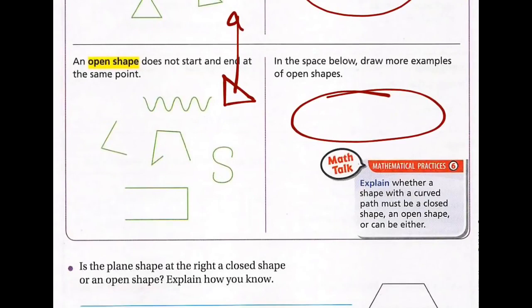Okay, mathematical practices. Explain whether a shape with a curved path must be a closed shape, an open shape, or it can be either. Well, it can be either closed or open. The letter B up above in the top is a shape with a curved path that is closed, and if you look down at the bottom, the letter S is a shape with a curved path that is open. So it could be either one.